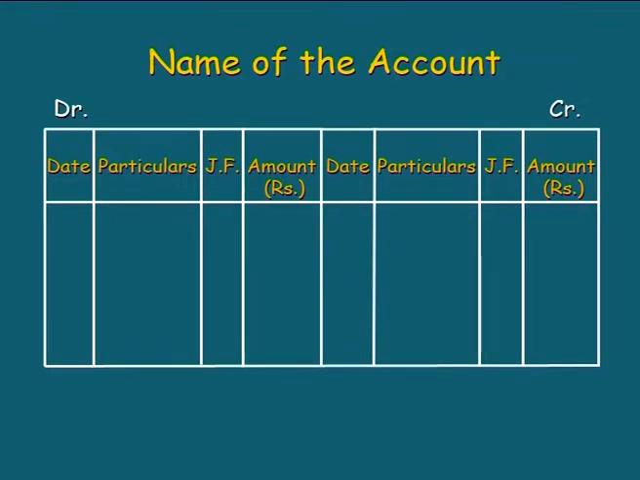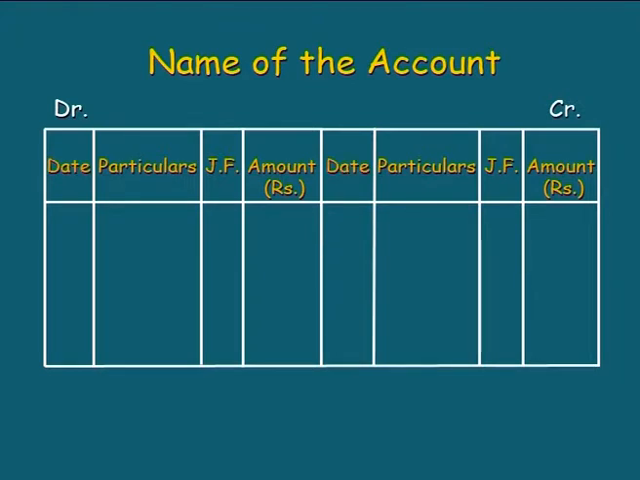As seen, each account is divided from the center, left hand side being debit side and right hand side being credit side. The debit side of the account is meant for recording the debit aspect of an accounting transaction. Similarly, the credit side of the account is meant for recording the credit aspect of accounting transaction. Each side is further divided in 4 columns which can be described as follows. First column is date column.